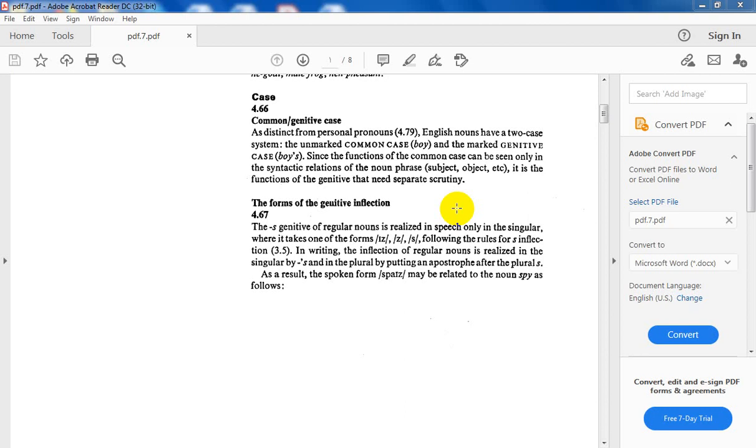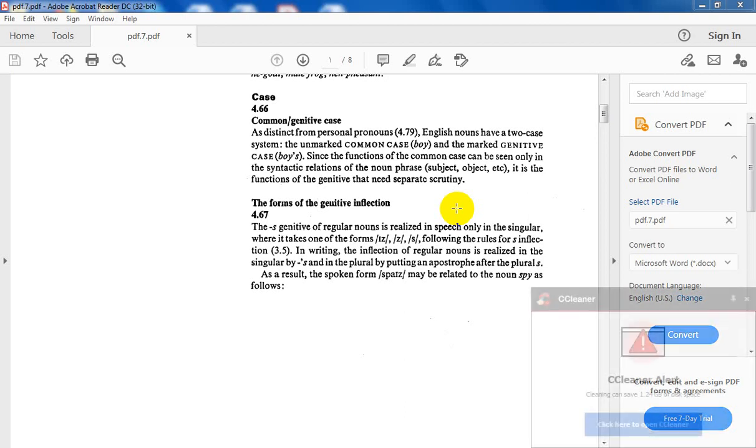Here, the common case: boy, girl, a boy, window, man, woman, كذا. It can be the subject of the sentence, object of the sentence, maybe subject complement, object complement, adverbial, كذا. But what needs to be discussed is the genitive case. Let us see the functions of the genitive case. Before the functions, let us see the forms.